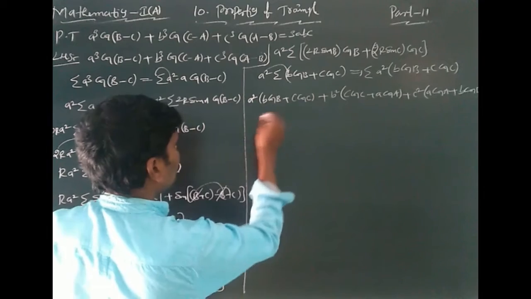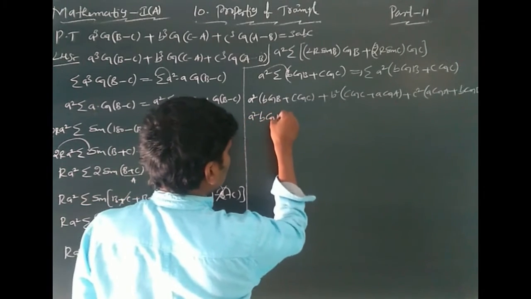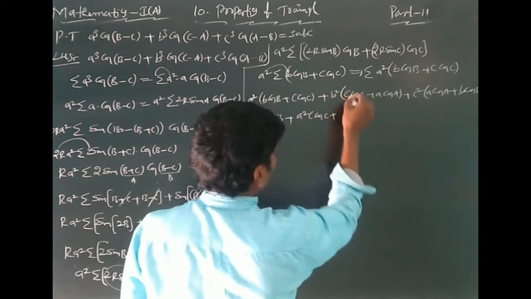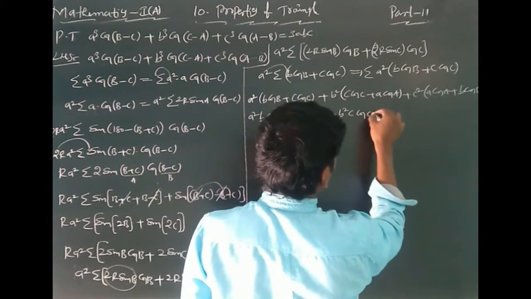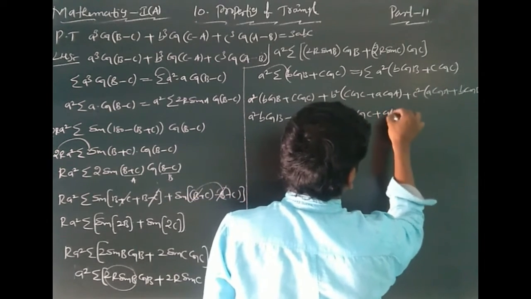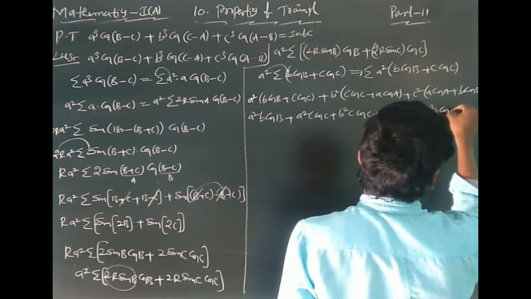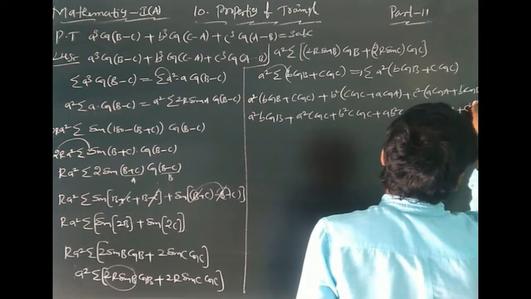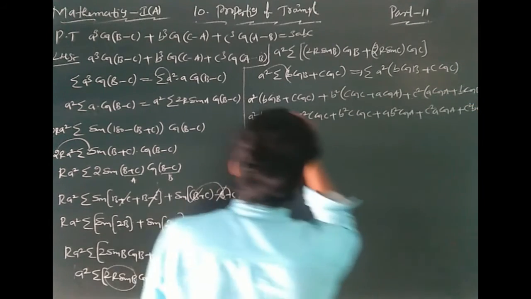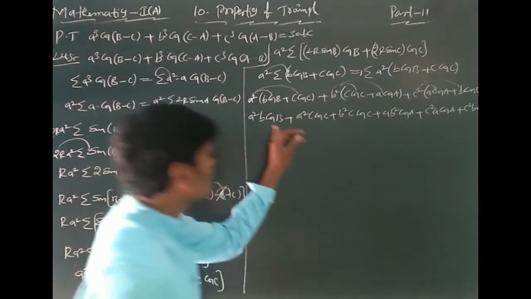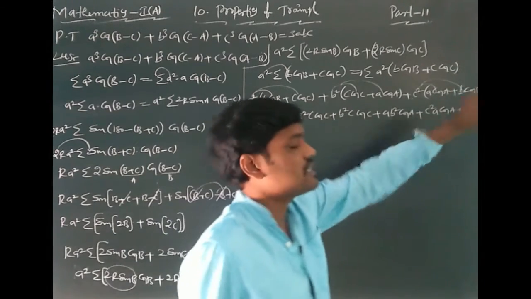After that this multiplied: a square b cos b plus a square c cos c plus b square c cos c plus ab square cos a plus c square a cos a plus c square b cos b. Understood? Multiply all these terms internally. Total how many terms? 6 terms. 1, 2, 3, 4, 5, 6 terms.